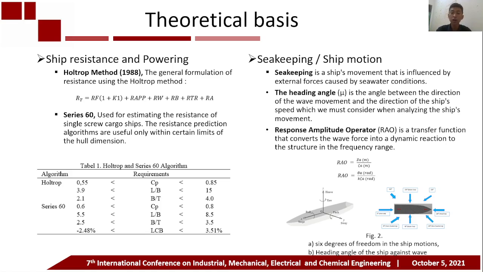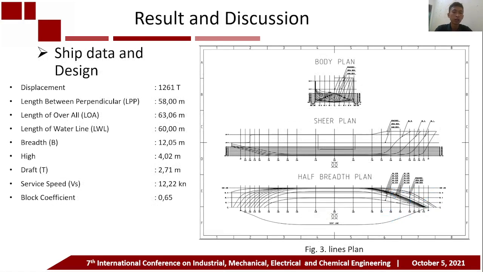RAO is a transfer function that converts the wave force into a dynamic reaction of the structure over the frequency range. Figure 2 shows the six degrees of freedom of the ship motion and the heading angle of the ship against waves. Then we go to the result and discussion chapter.